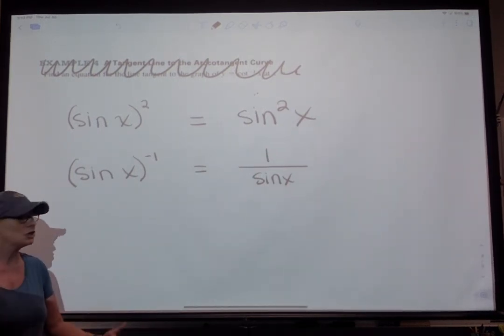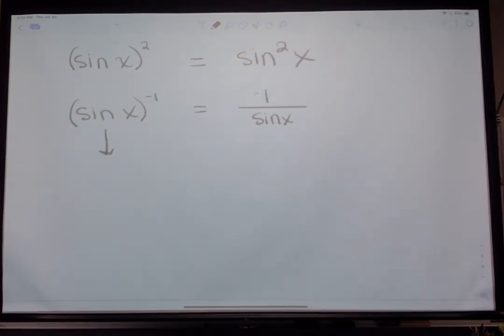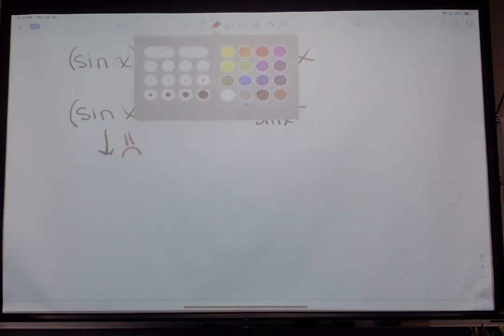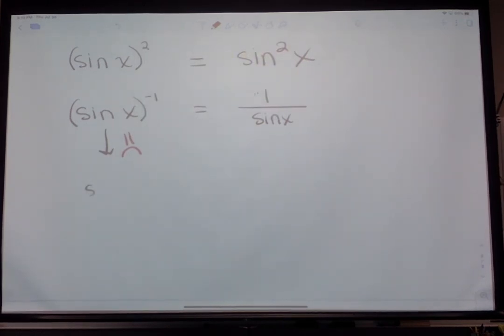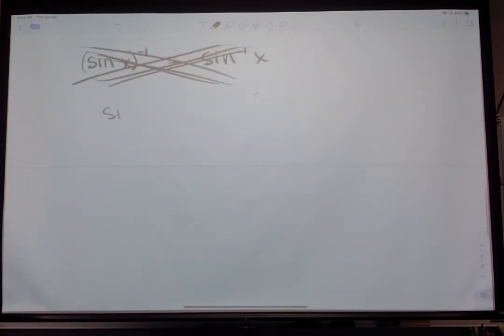What you can't do when this is a negative 1 is use the top philosophy on it and say that sine of x to the negative 1 is equal to that, okay? That is not true. No, not true. Because this has its own meaning, and it's sine inverse.